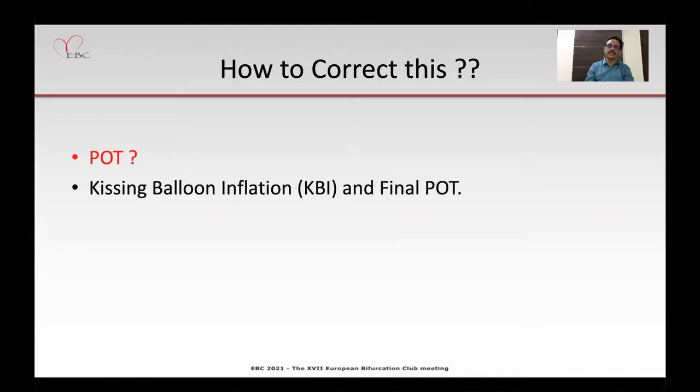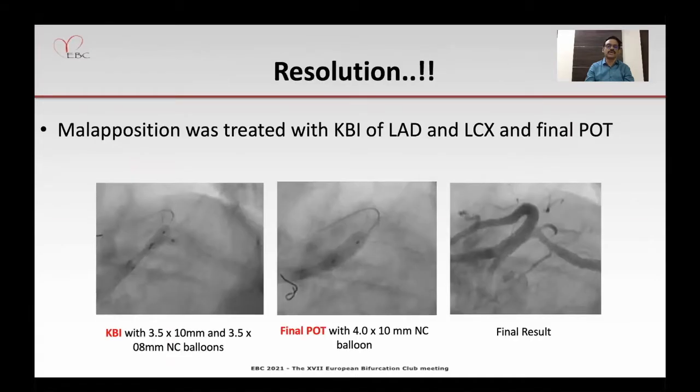The other option is to do a kissing balloon inflation followed by final POT. The kissing balloon inflation will correct the malopposition in the proximal LAD, and the kissing balloons will be selected according to the diameters of LAD and LCX. So there is no shifting of any carina, and also the carina will be kept in the center of the bifurcation by kissing. So the flow divider will be in the center, as well as the malopposition will be corrected by kissing balloon. And the procedure will be completed by a final POT in the more proximal location in the left main. So that's what we have done.